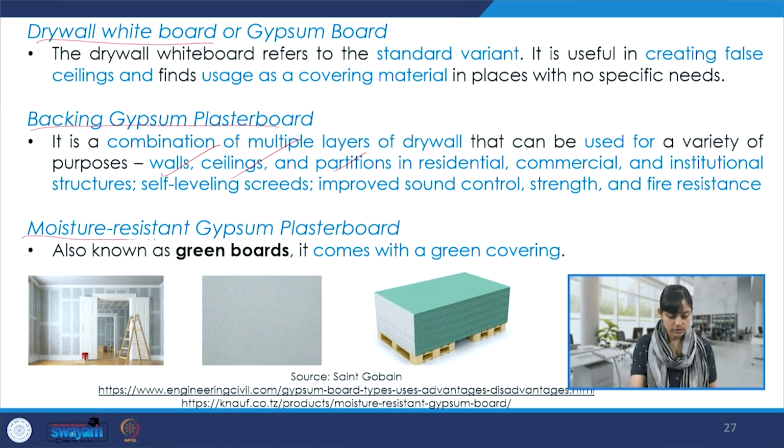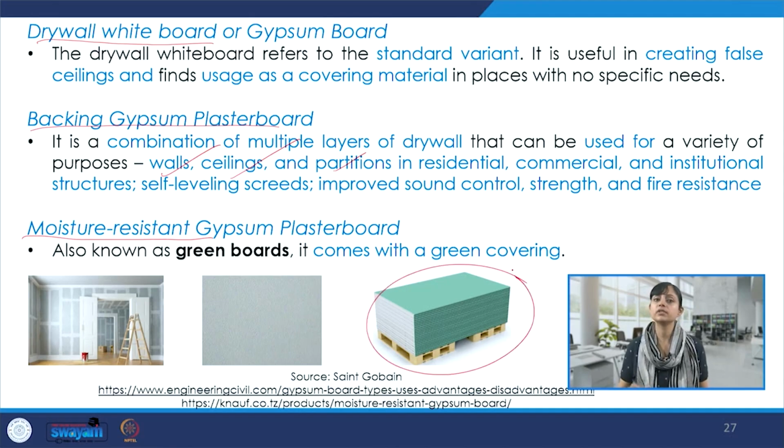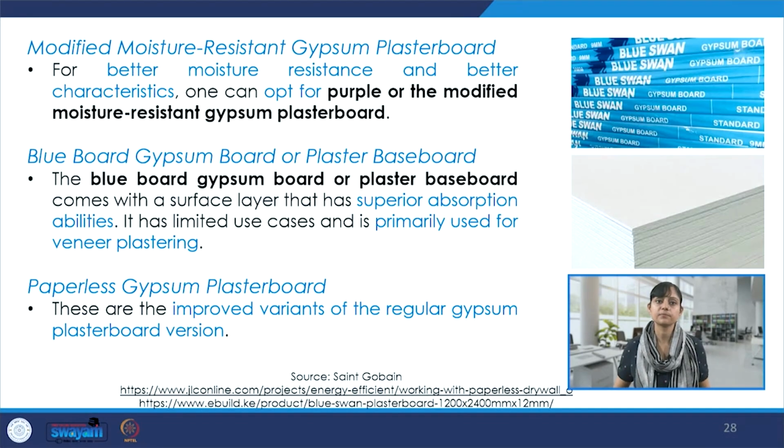Then there is moisture resistant gypsum plasterboard. It is also known as green board, and it comes with a green covering, and it is popular because of its moisture resistant properties. Then the modified moisture resistant version is also available. This is for even better moisture resistance, and it has better characteristics. And this can be used in areas where there is susceptibility to moisture.